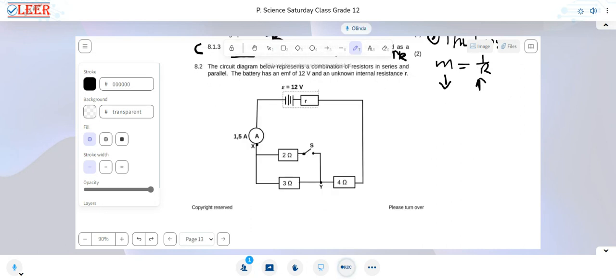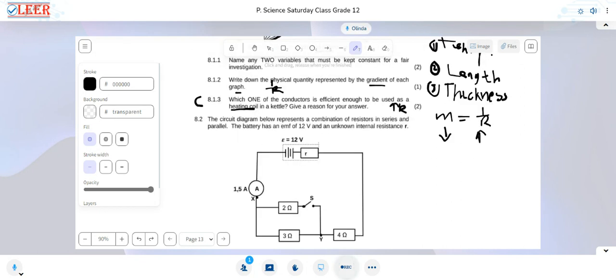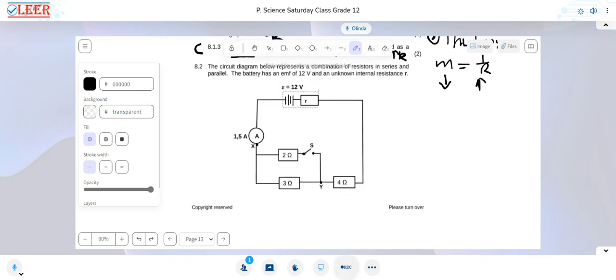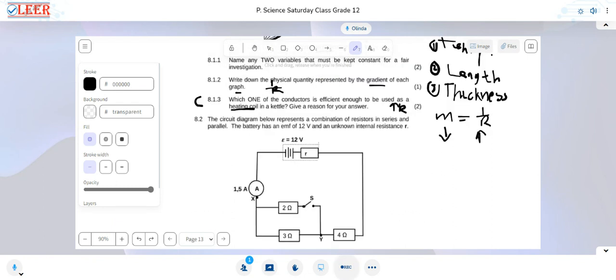It says the circuit diagram below represents a combination of resistors in series and in parallel. I think we can spot them. If this is open, then current will flow through it, and we'll only be considering these two, which will be in series. If this is closed, then we have two resistors in parallel. Then they say the battery has an EMF of 12 volts and an unknown internal resistance.